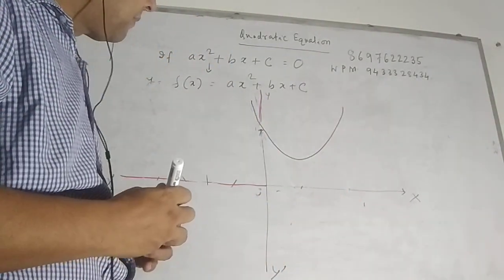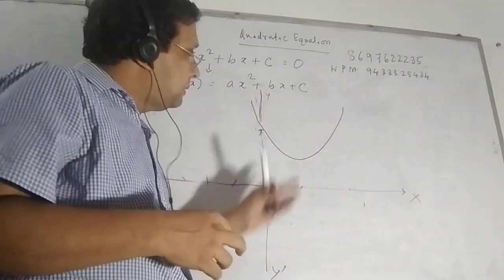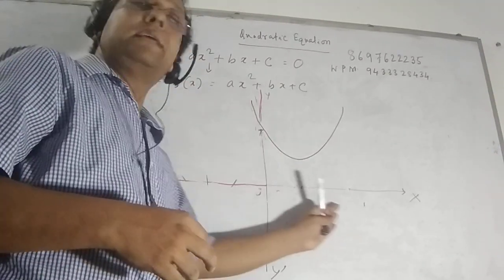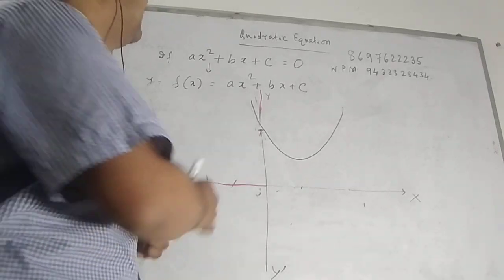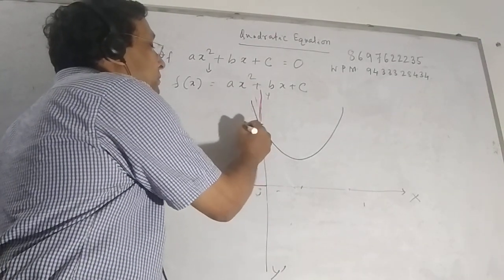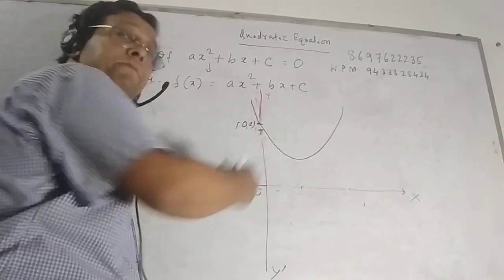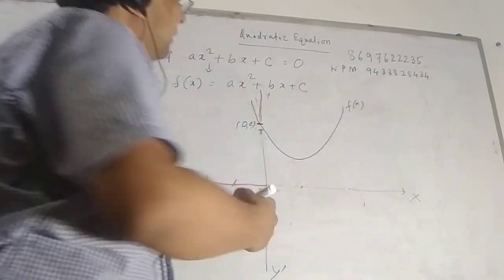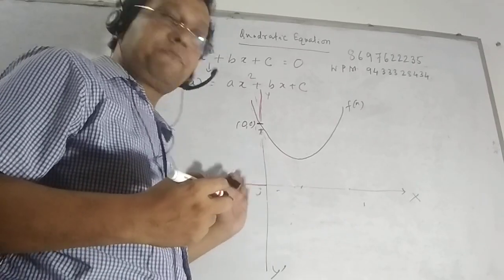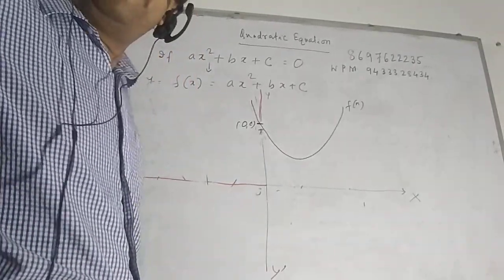Here you see, surprisingly, the parabola does not intersect the x-axis. The parabola definitely intersects the y-axis at the point (0, c), again following the previous concept. But this parabola would not intersect the x-axis anywhere. What does that mean?